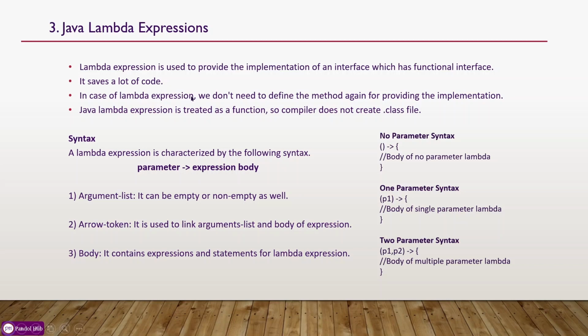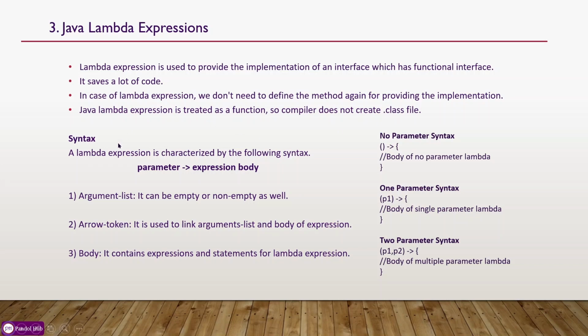In the case of a lambda expression, we don't need to define the method again for providing the implementation. As I already said, you don't need to override the same signature of that method in an additional class, and you don't need to provide the whole syntax. That is, you don't need a whole method declared to provide the implementation. A Java lambda expression is treated as a function, so the compiler does not create a class file. It is treated only as a function and not as a class. The single statement or expression that we write to provide the implementation for that abstract method is considered a function, but not a class.